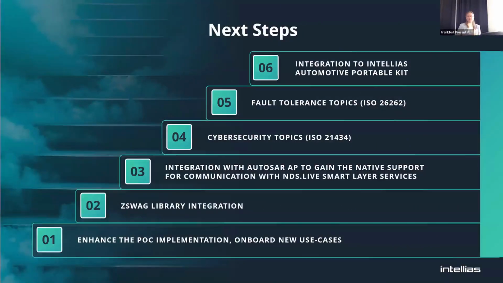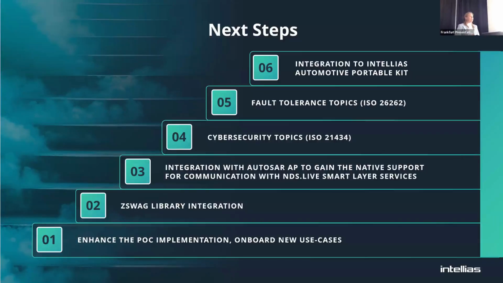Some ideas on how to evolve this POC. So first of all, we can enhance it to onboard some new use cases, not only for speed limits. There is a lot of other information in the maps. Second step is the ZSWAC library integration. We tried to do it, but faced C++ version incompatibility. Fabian can elaborate more on that. The third one is integration with the adaptive platform to gain the native support, as we requested already for communication. Of course, the cybersecurity topics: we might collaborate with the AUTOSAR community to add some encryption for the NDS data to make it more secure.